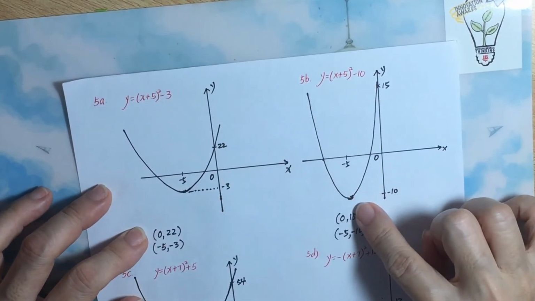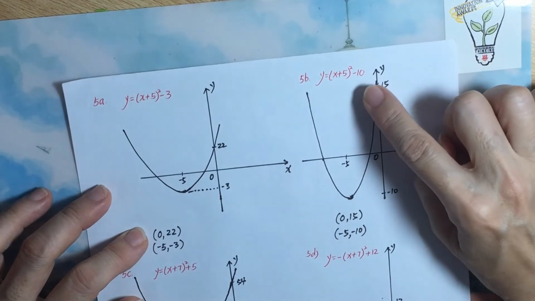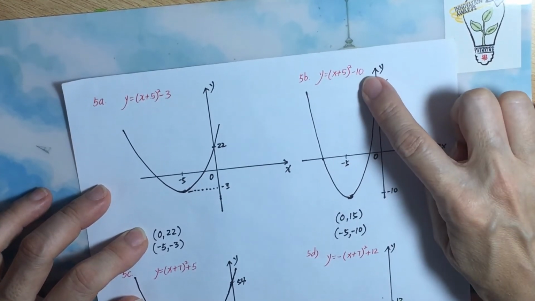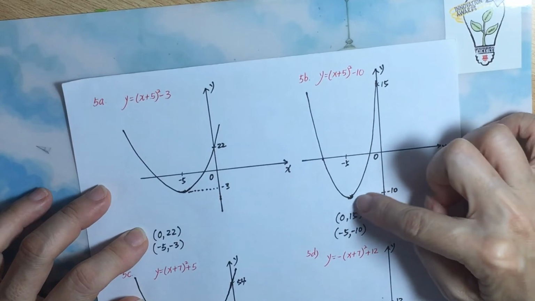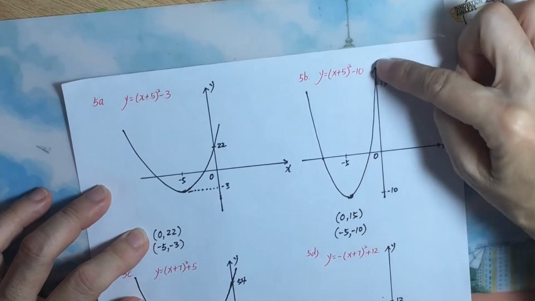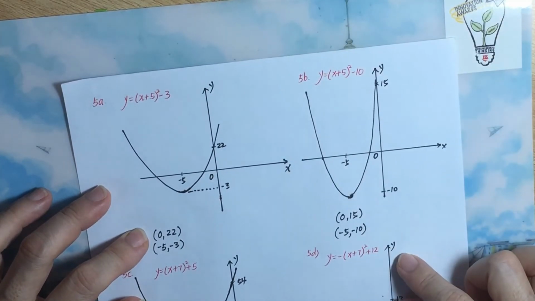Okay, you see this one also. I have -10, but I'm going to add some positive number to my -10. So can you see that the -10 is the lowest, and the rest are higher than -10.